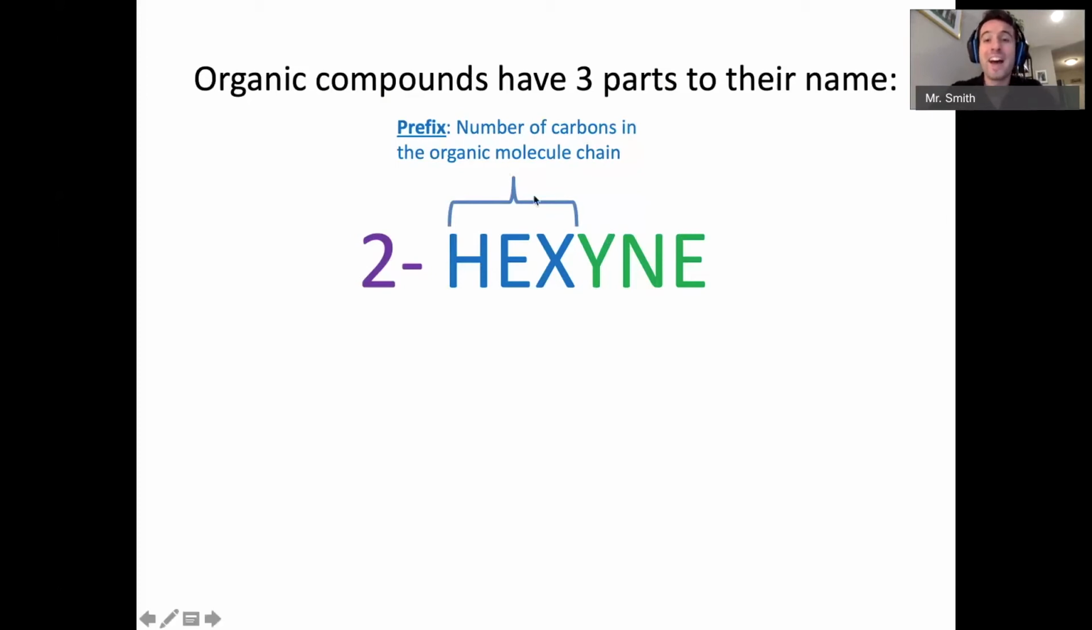Anyways, hex means six, as we might know from polygons. So 6 carbons is the number of carbons you're going to have here. So I'm just going to draw out the 6 carbons. So far, that's what my structure has told me to do.